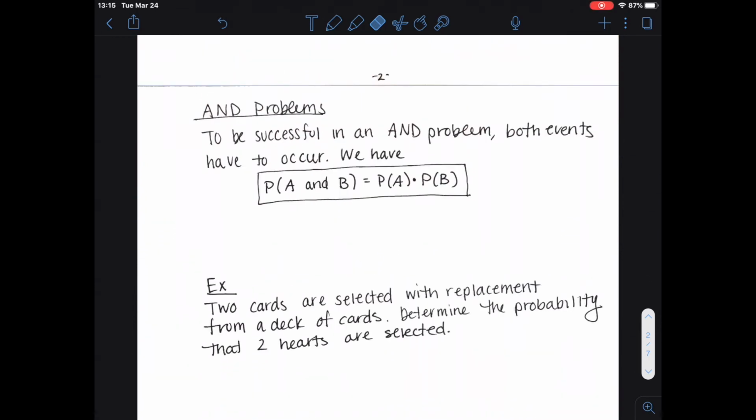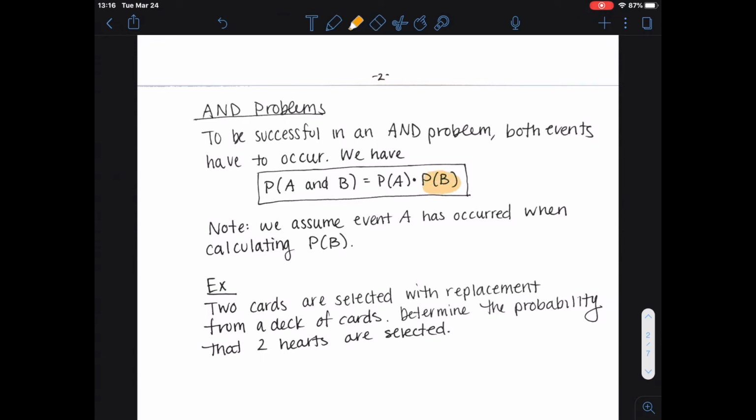So the second type of problem we're going to take a look at are and problems. So to be successful in an and problem, both events have to occur. So if you want the probability of event A and event B occurring, you're going to take the probability of A and multiply it by the probability of B. The one thing you have to be careful about is you're going to have to assume event A has already occurred when you go to calculate the probability of B, because it might potentially change what's happening there.